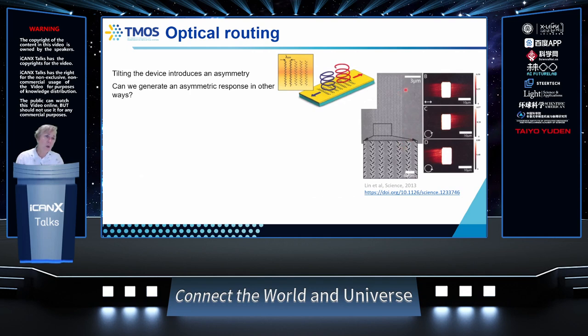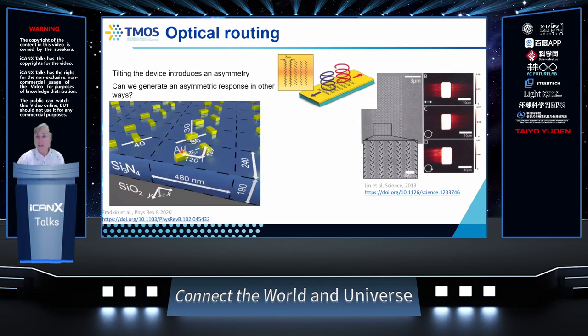And what they looked at was a metallic film that was patterned with holes, these rectangular slots. And what they saw was that if this device was illuminated with circularly polarized light, the direction of the surface plasmon polaritons on the metallic film was dictated by the helicity of the incident optical field.